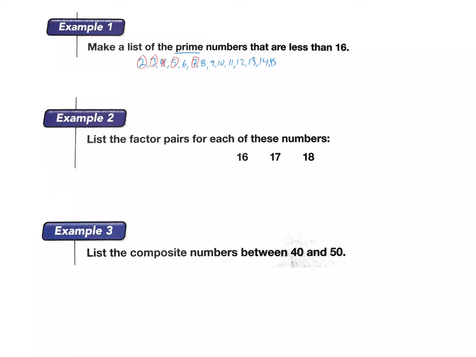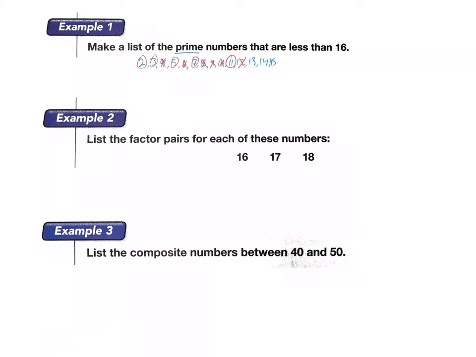4 is not, because I know it's 2 times 2. 6 is not, because that's 2 times 3. 8 is 2 times 4. 9 is 3 times 3. 10 is 2 times 5. 11: what numbers multiply to give me 11? Well, just 1 and 11, so it's going to be a prime number. 12 could be 1 and 12, but also 2 and 6 or 3 and 4, so not that one.